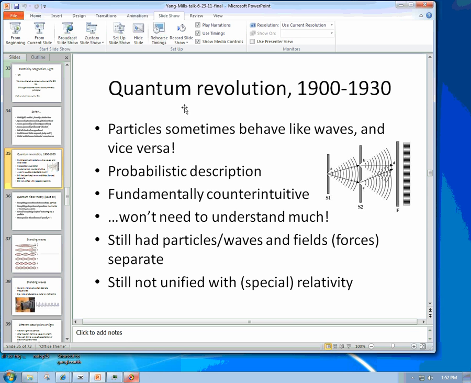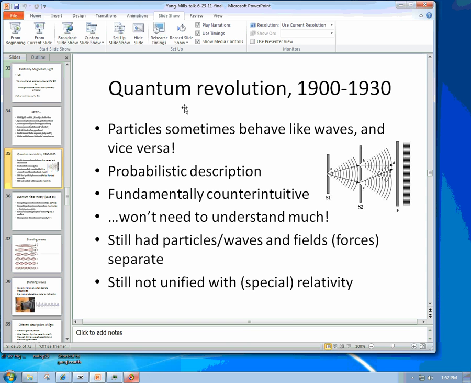So now here comes quantum mechanics. The quantum revolution, 1900 to 1930. Particles sometimes behave like waves and vice versa. Waves sometimes behave like particles. For example, electromagnetic waves: people were pretty sure that light was an electromagnetic wave, and suddenly it's behaving in some situations like a particle.